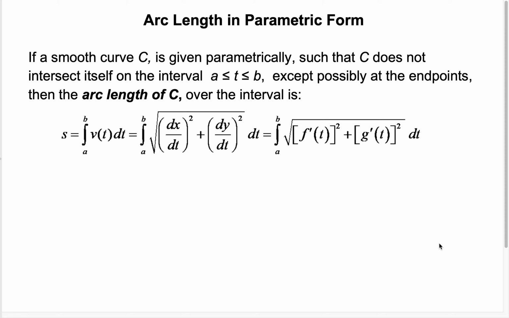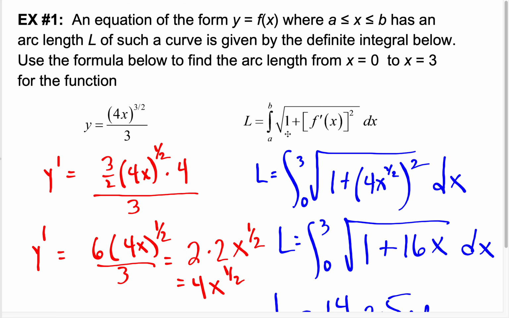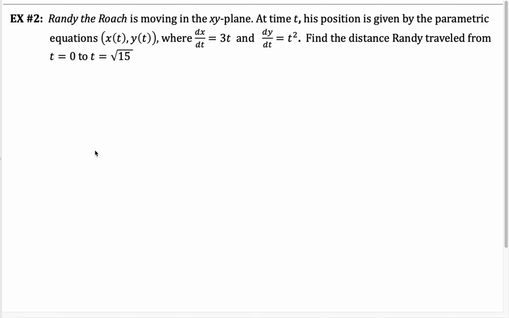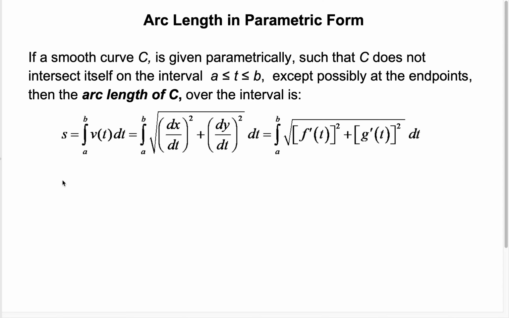If a smooth curve C is given parametrically such that C does not intersect itself on the interval, t is in between a and b, except possibly at the endpoints, then the arc length of C over the interval is the same thing: arc length, distance traveled. The difference is when you're dealing with just x's and y's, it's 1 plus f prime of x squared. We showed you way back when how these formulas were derived. Now we're dealing with parametric, so we have to use dx dt squared plus dy dt squared. So basically what we're doing is integrating velocity, and that is distance traveled, and that is your arc length.